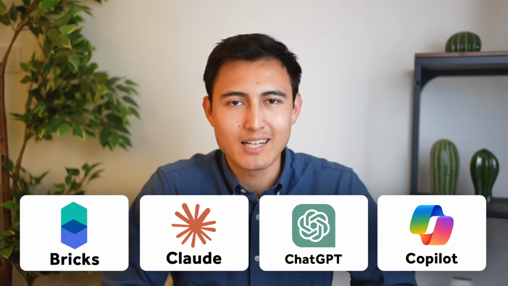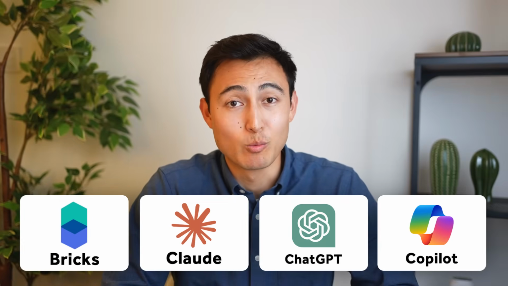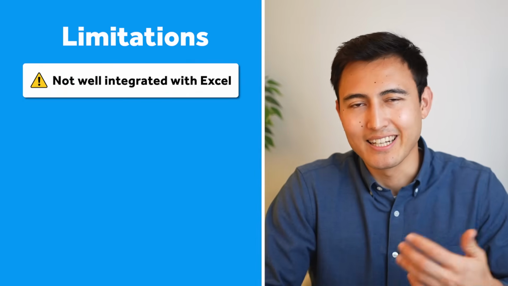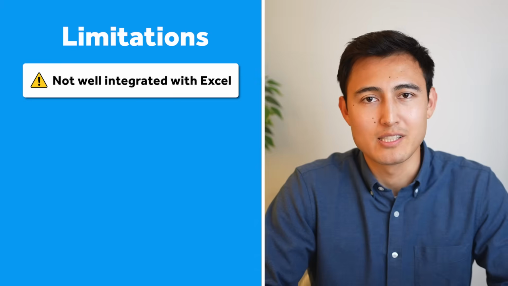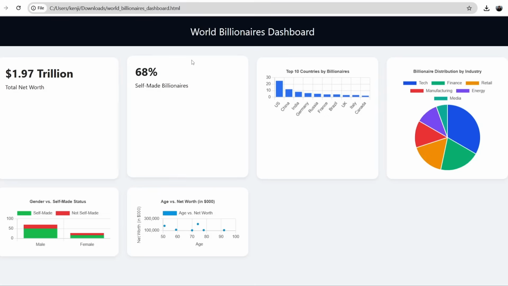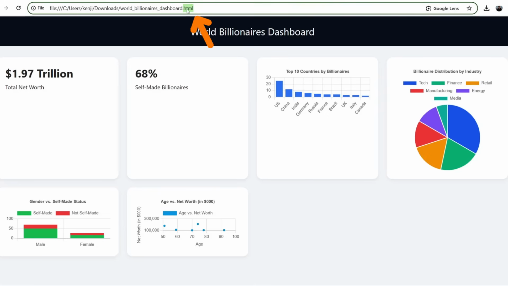Overall, some of these AI tools, especially Bricks, I think is super impressive. However, a key limitation is that these dashboards aren't in Excel or in Power BI, which are some of the more common software that companies use. Instead, you can see here we just have it as things like an HTML file for this ChatGPT one, and if I were to ask this to convert it into Excel, for instance, it generally doesn't do a great job.